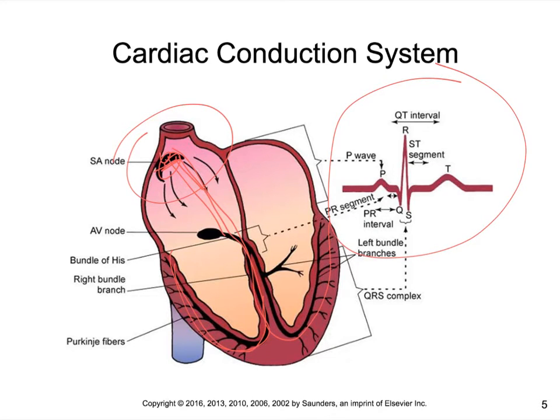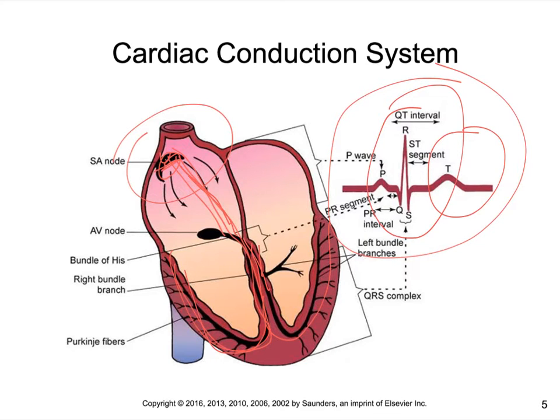Continuing on with the EKG, we see the SA node firing here in the P wave, which means that the atria are contracting. Then the impulse spreads down to the AV node, which then spreads down to the ventricles, and that's the QRS, when the ventricles contract. That's what you're seeing on your EKG as the QRS. And then the T wave represents repolarization of the ventricles. That means the ventricles are going back to rest.